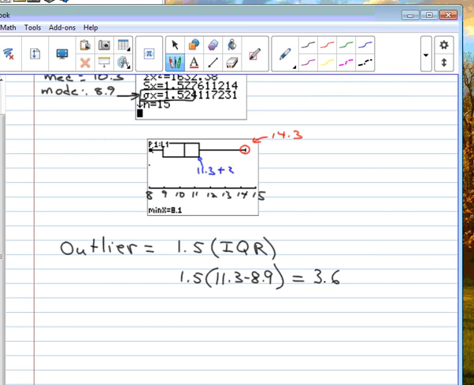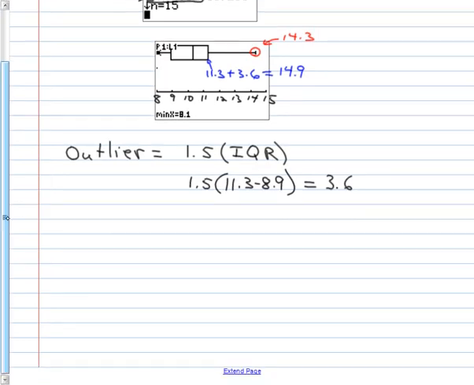So what we do now is we say, all right, this quartile 3 was 11.3. We're going to add 3.6 to it. Where does that take us? 14.9. Is 14.3 inside that, or is it an outlier? It's inside it. So there would not be a modified box plot or box and whisker plot. Not modified. No outliers.